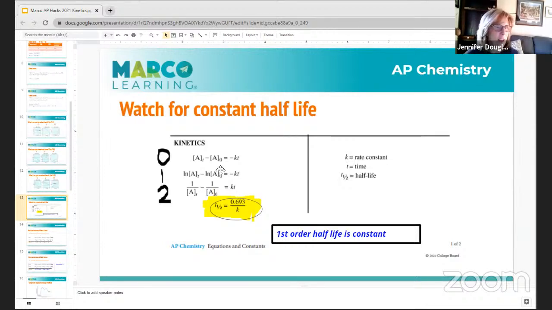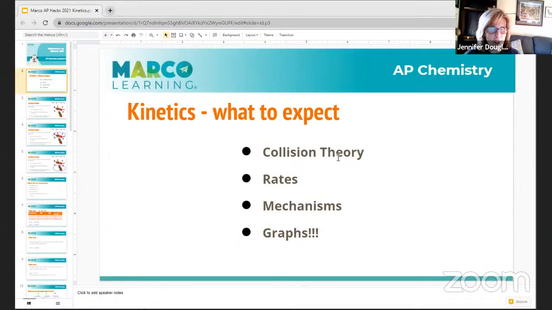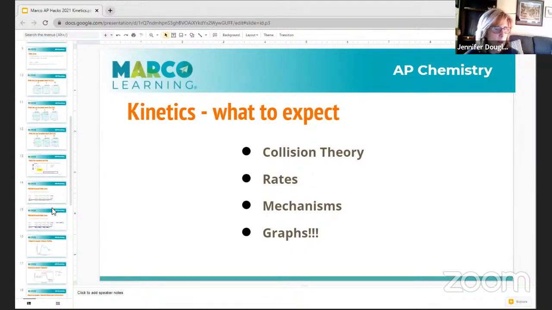Okay, so that took us through the first two things, collision theory and what they might ask you about rates and rate laws. Now let's look a little bit at mechanisms.